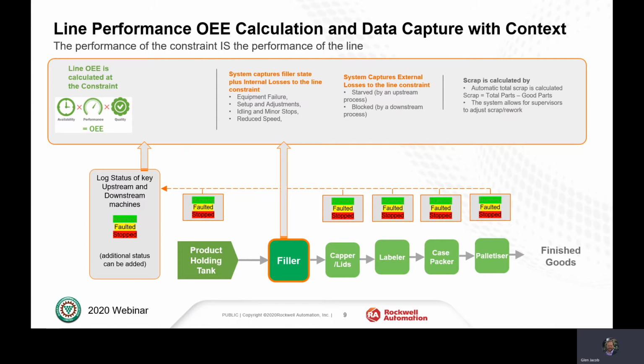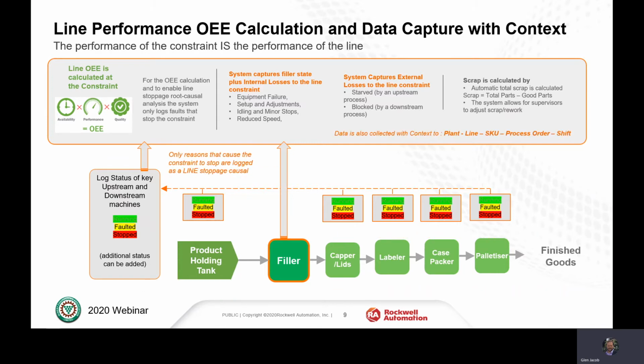But what it does, for example, I'll use the case packer. The case packer might stop quickly while the operator loads some more cases, etc. But there's generally buffer in the line, so with a short stop like that, the case packer won't stop the filler. So the system will log that the case packer stopped, and why it stopped, but it won't be logged as a root cause of line performance and line OEE.